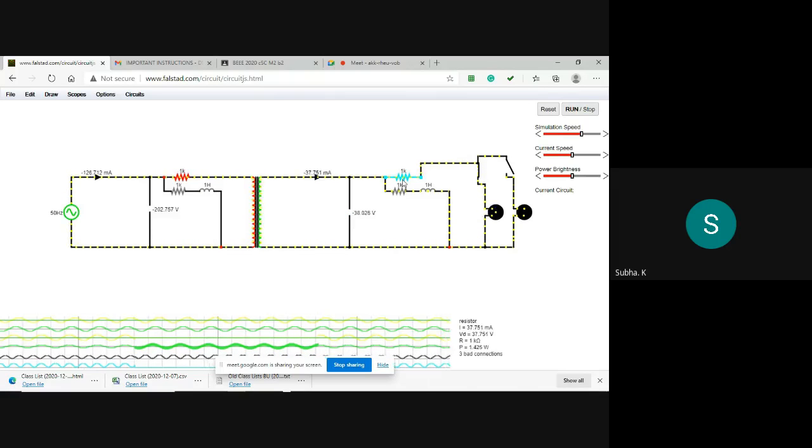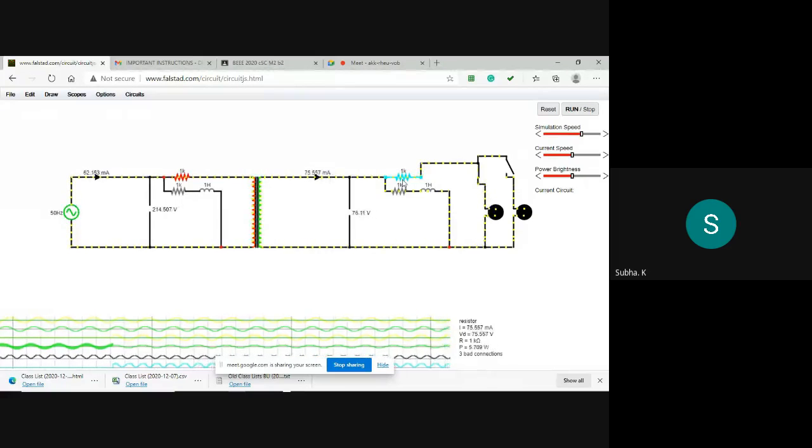Okay, and there are some formulas for calculating voltage regulation, efficiency, and power factor. Efficiency is given by what formula? Efficiency, what is the formula? General formula. What is the formula for efficiency generally?